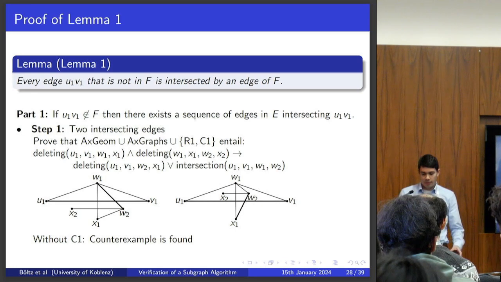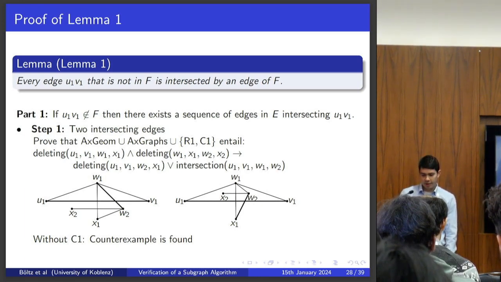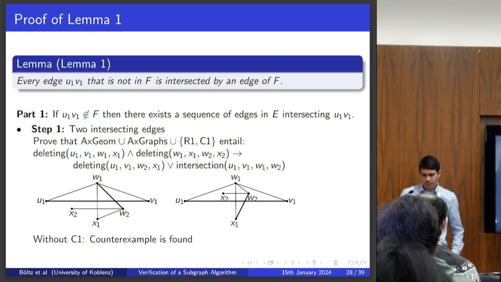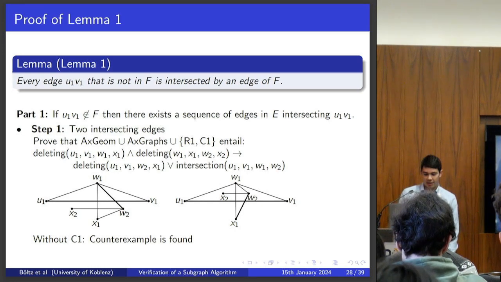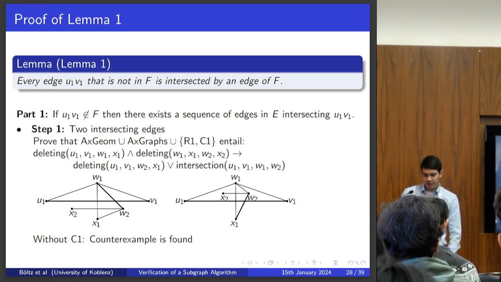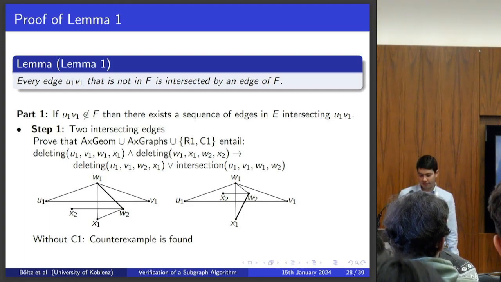We have an edge U1, V1, which is deleted by an edge W1, X1, and this edge W1, X1 is again deleted by an edge W2, X2, and then we show that one of the edges W1, W2 or W2, X1 is intersecting with U1, V1. And in the first case that W2, X1 is the intersecting edge, this is also deleting U1, V1. And therefore we see that there is at least one other intersecting edge. And what is important to note here, without a coexistence property, a counterexample would be found in this case.